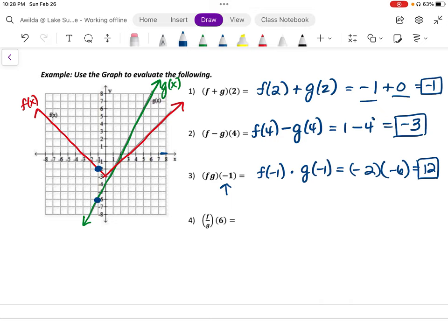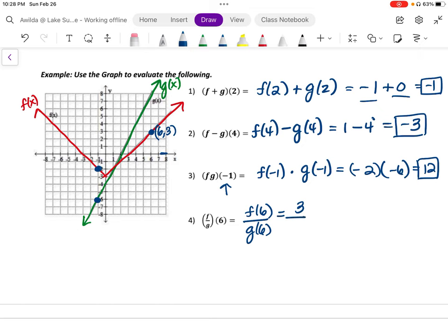So we'll start with f, which is the red graph. Which ordered pair has an x coordinate of 6? I've just highlighted it here. That is (6, 3). So f of 6 has a y value of 3.